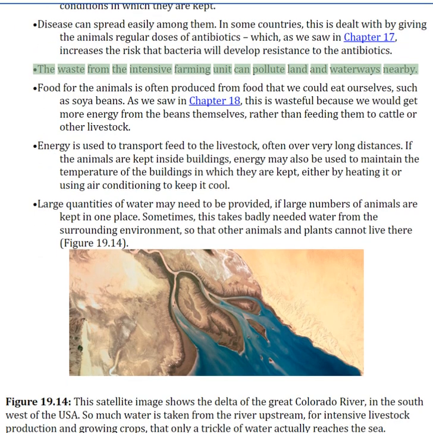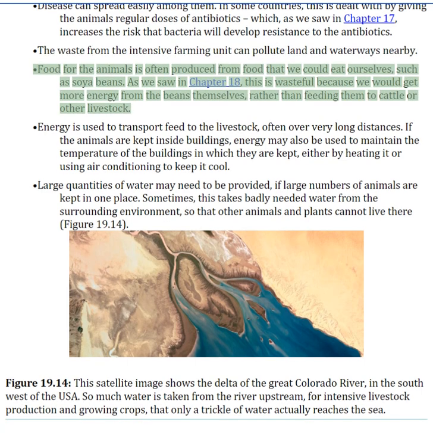The waste from the intensive farming unit can pollute land and waterways nearby. Food for the animals is often produced from food that we could eat ourselves, such as soya beans. As we saw in Chapter 18, this is wasteful because we would get more energy from the beans themselves, rather than feeding them to cattle or other livestock.